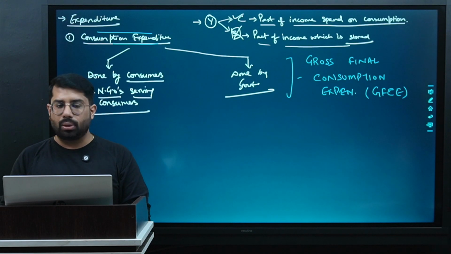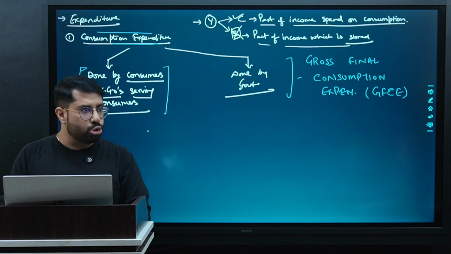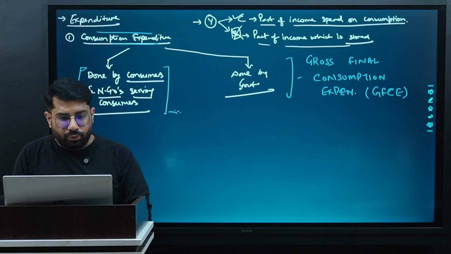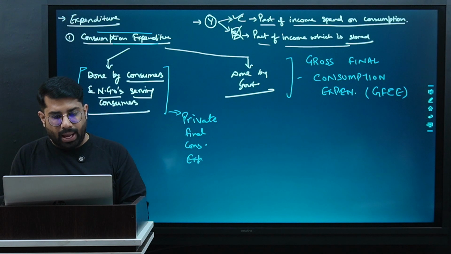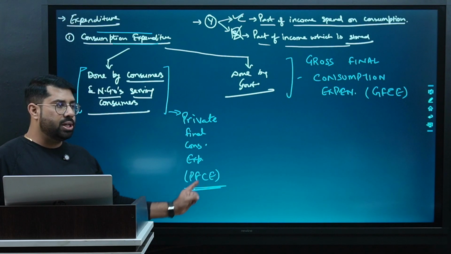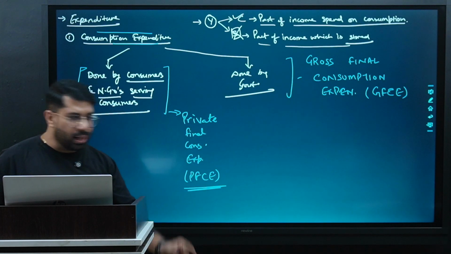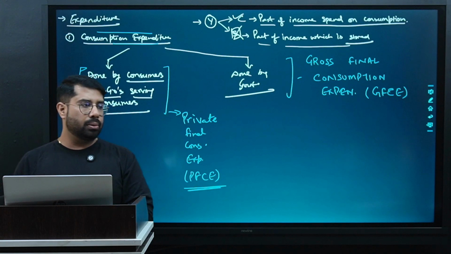GFCE equals what? Expenditure done by consumers and NGOs serving consumers. This part will be known as private final consumption expenditure, in short PFCE. PFCE, private final consumption expenditure. Are you clear?